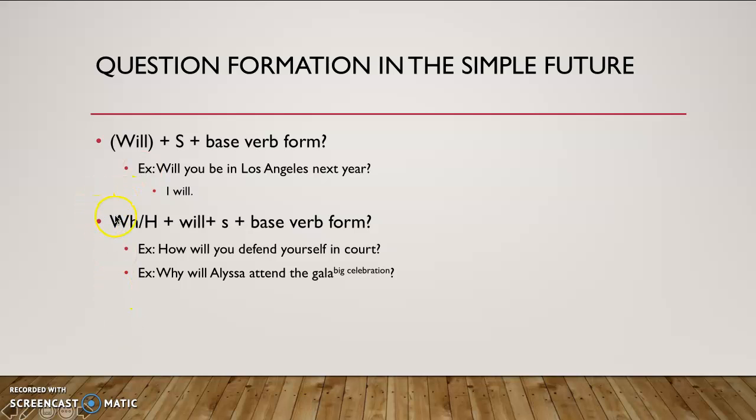For a WH or an H question, you would start with the WH or H question word, when, where, why, who, for example. Or you can have the H question words like how often, how much will it cost, for example. Or how will you defend yourself in court? Notice how you've got the how followed by the will, then the subject, then the base verb form defend. Or, why will Alyssa attend the gala, which is a big celebration?